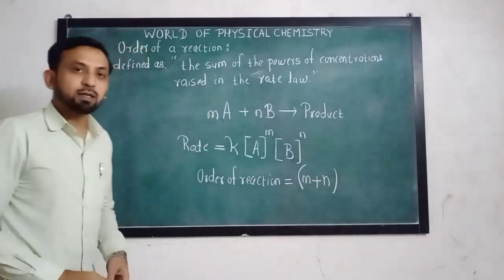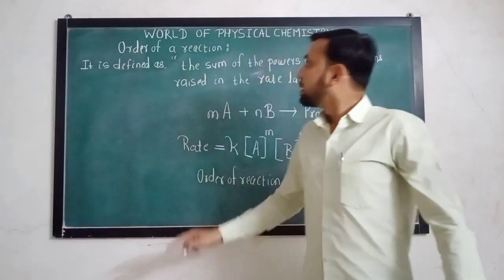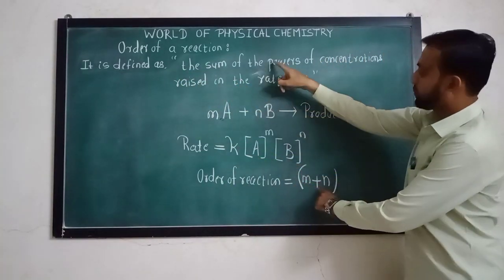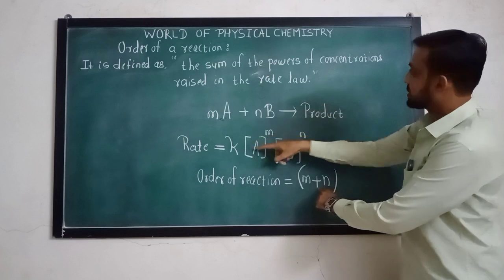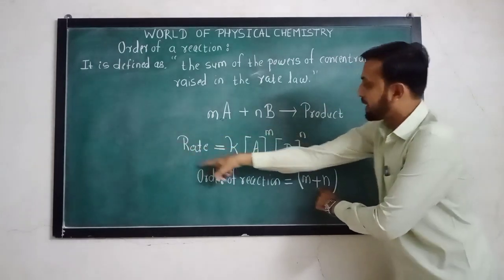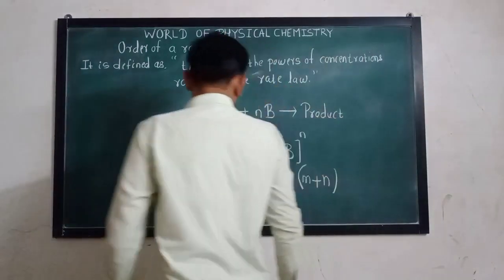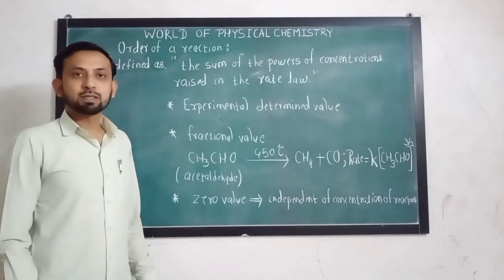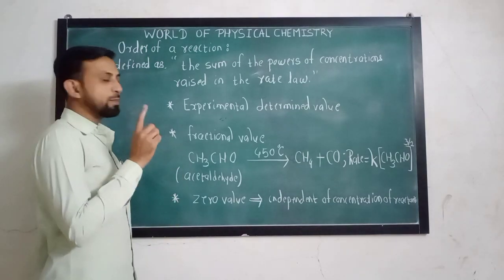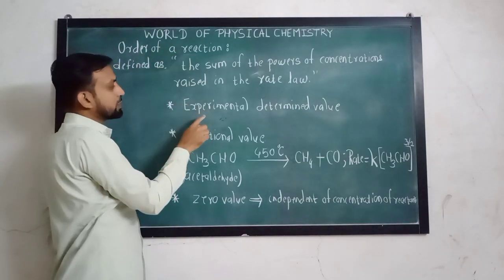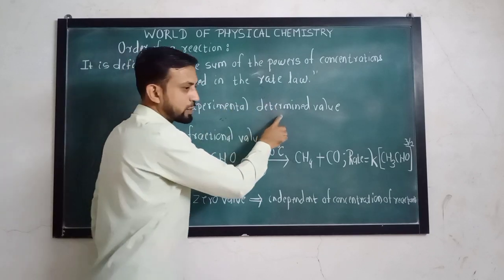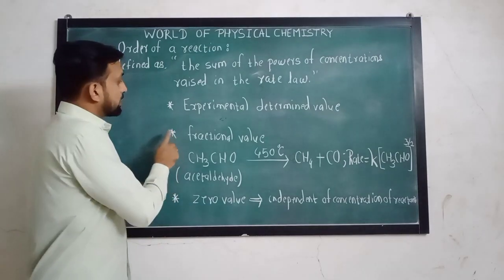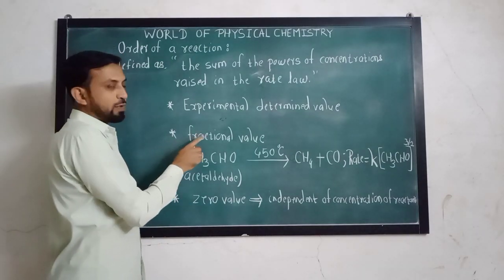So we can also define order of reaction as the sum of the powers of concentration raised in the rate law. It is called the order of reaction. As we discussed earlier, we have to remember that the order of reaction is an experimentally determined value. That is, to know the order of reaction we have to perform the experiment. The order of reaction may be a fractional value.